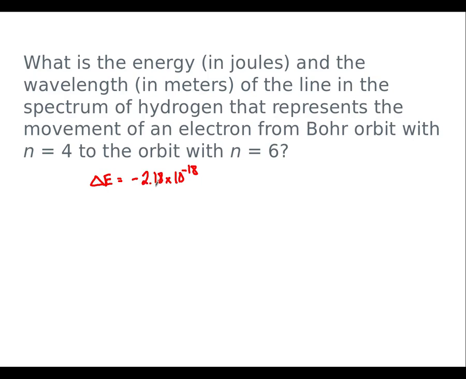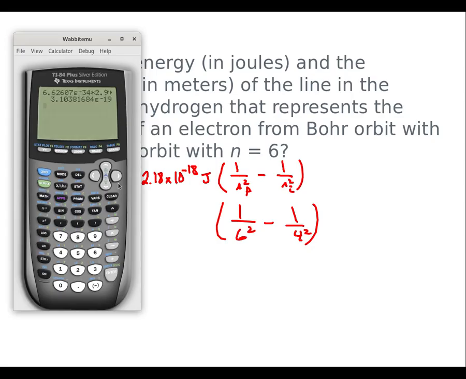So it's negative 2.18 times 10 to the negative 18th, and it's joules. And then in parentheses, I have 1 over n squared and 1 over n squared. Now, the interesting thing is, this is the final n, and this is the initial n. But if you get those backwards, you're just going to have the sign wrong. So don't worry about having those perfect yet. But we're going to do it right here. We're talking about movement of an electron from the 4 to the 6. So 6 is our final. So I'm going to plug in here 6 squared, and here will be 4 squared. And I'm going to let the calculator do all that work for me.